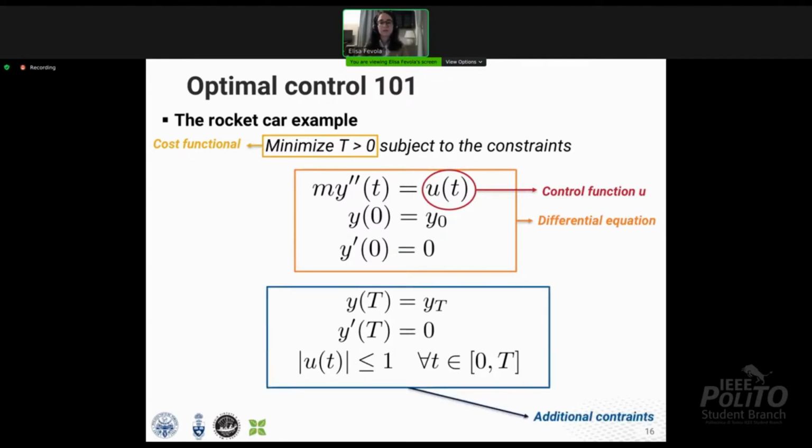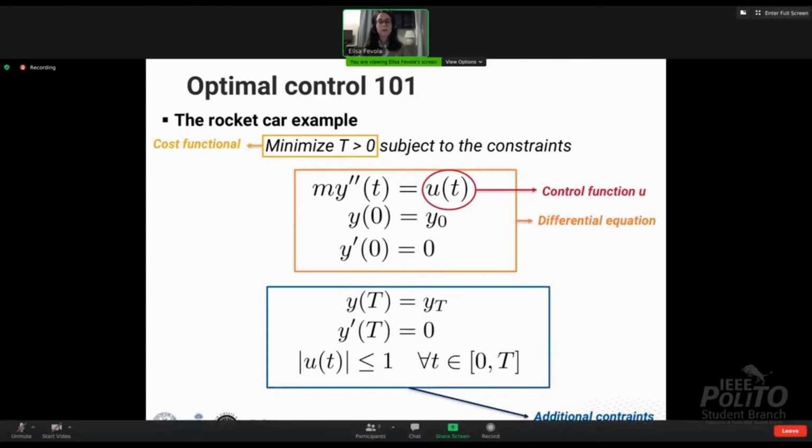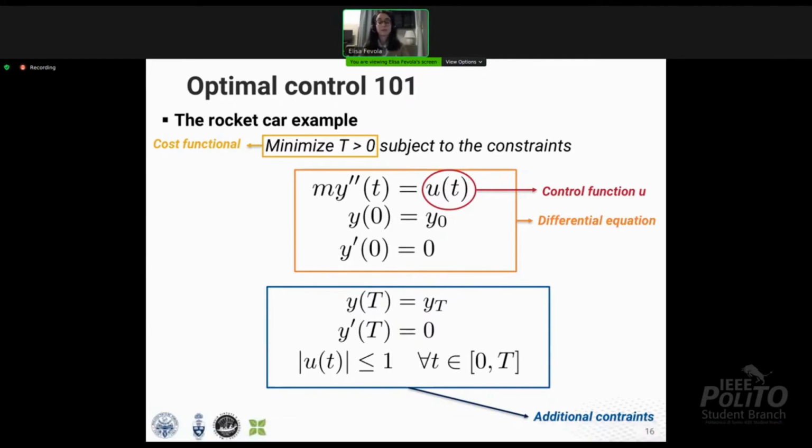And then we have a set of additional constraints. So even if this example is really easy, it's trivial, it's actually an optimal control problem, because the basic ingredients that we need in order for a problem to be an optimal control problem are a cost functional to be minimized that is constrained to a set of differential equations, usually partial differential equations. And you also always need a control function.